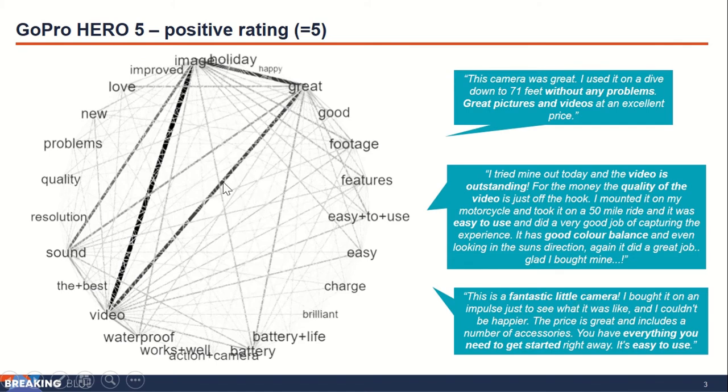We'll start with the positive reviews of the GoPro camera. What you can see on screen here is a co-occurrence network showing the top words that were mentioned in positive reviews. This was created in Q, and the thickness of the line represents the strength of association, while the size of the word represents the frequency of mentions. Great is linked to video and images, so a positive rating is mostly strongly associated with great video images.